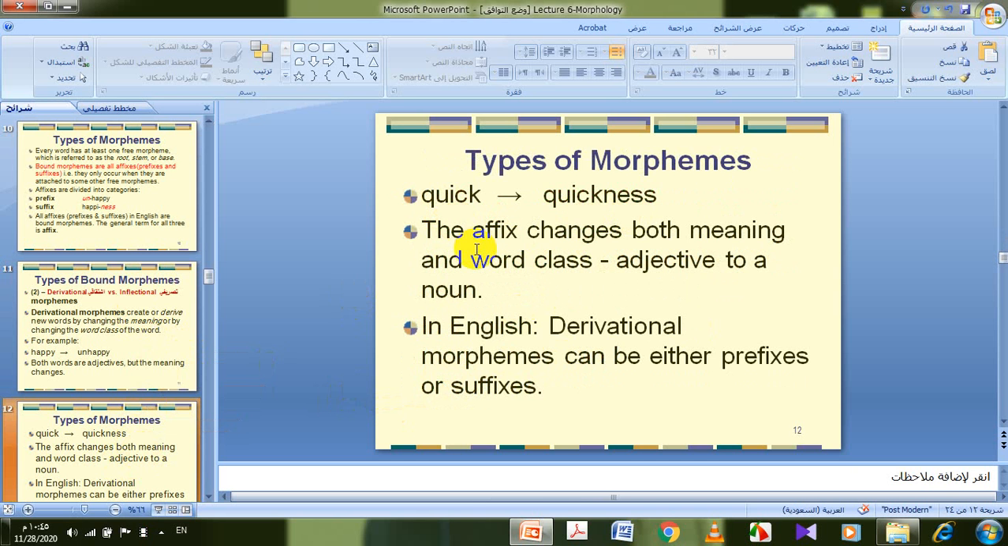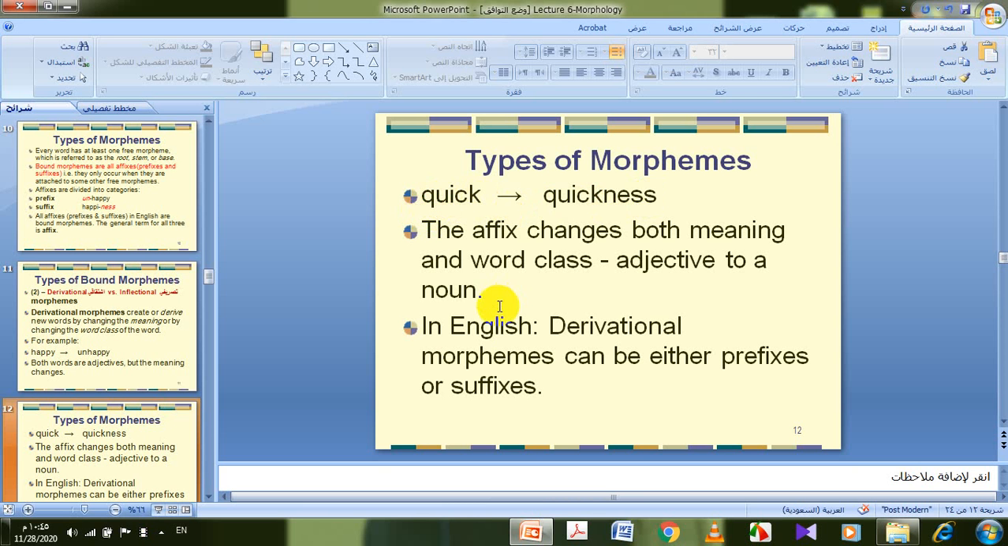Quickness. The affix changes both meaning and word class, adjective to a noun. Like quickness. Ness is an affix, it's a suffix. It changes both meaning and the word class, because quick is an adjective, and it changes into quickness, a noun. And this is the word class, and the meaning even changes.